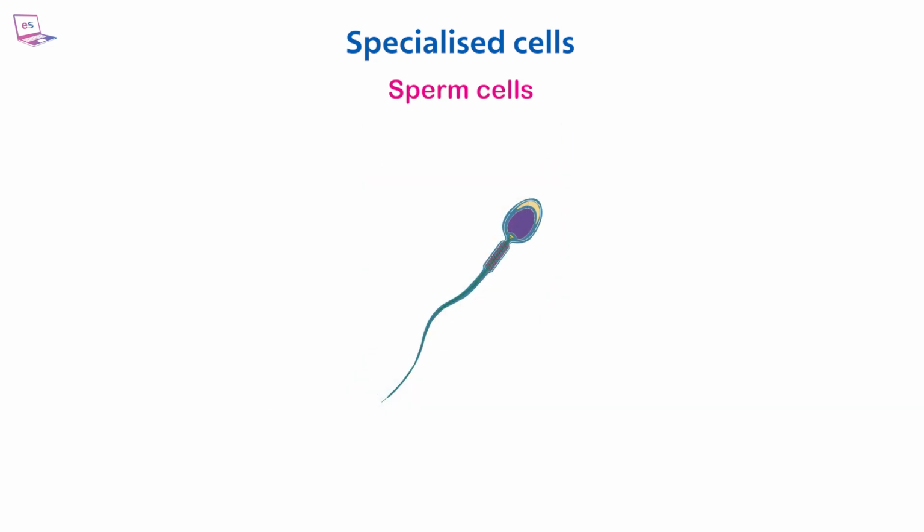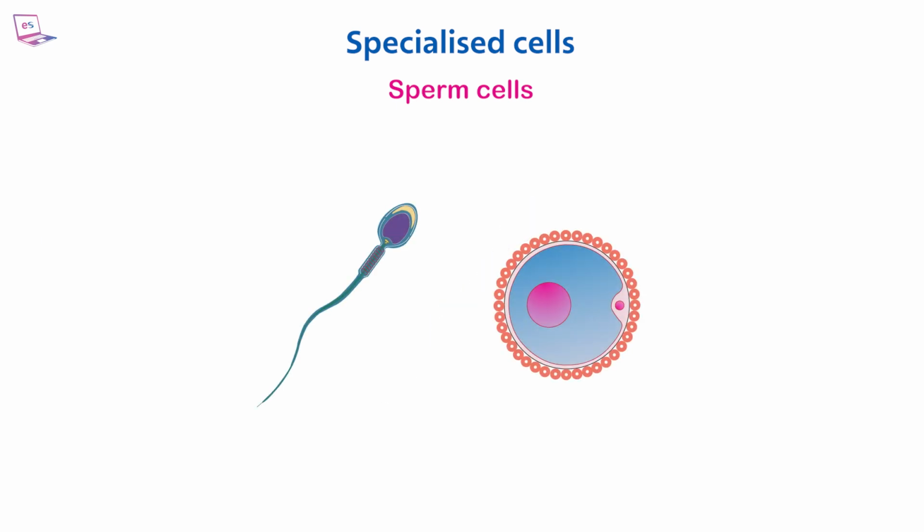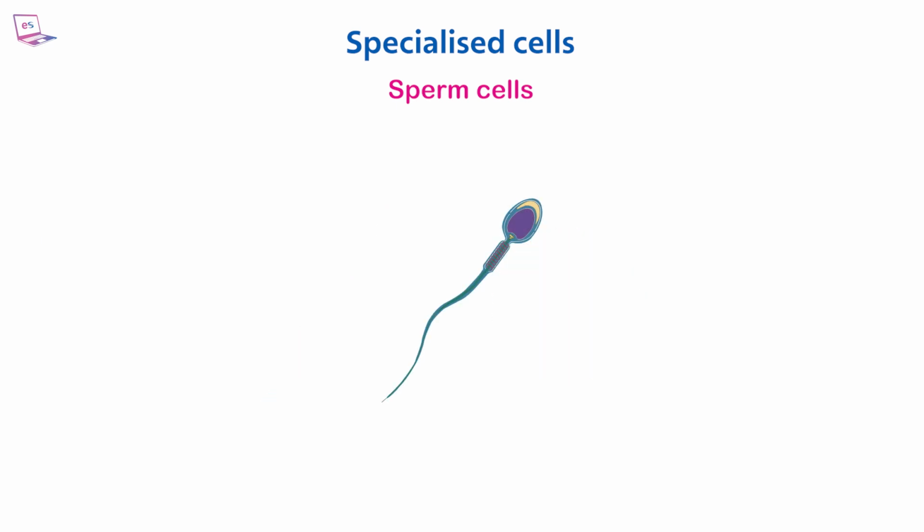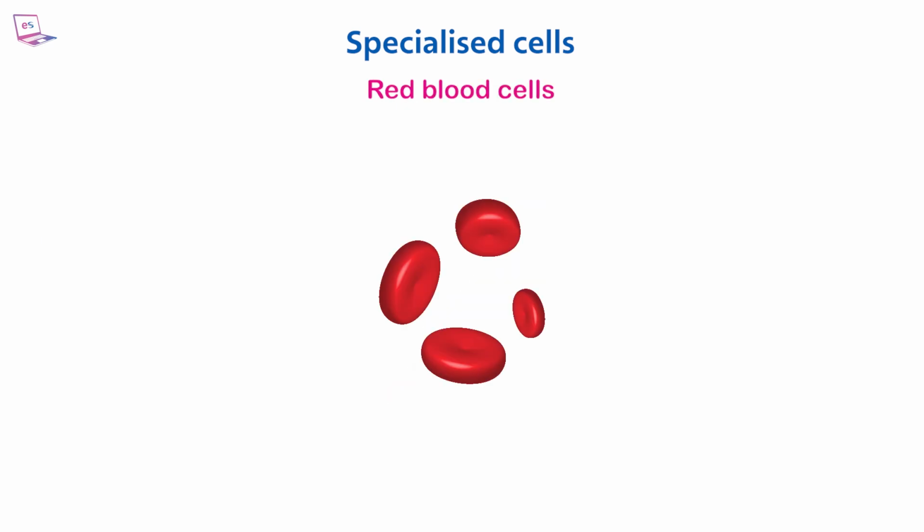Sperm cells. In humans, the testicles are responsible for producing sperm cells. The sperm cell has a tail that allows it to swim towards the ovum for fertilization. It also contains numerous mitochondria, which help release energy through respiration, enabling the sperm to reach its destination. Red blood cells. Red blood cells are also called erythrocytes. They lack a nucleus and are capable of efficiently transporting oxygen throughout the entire body.